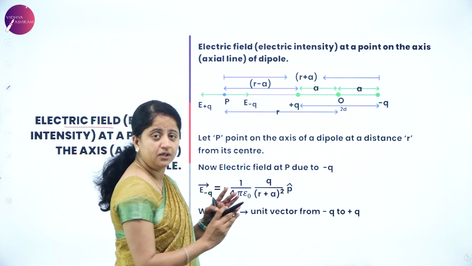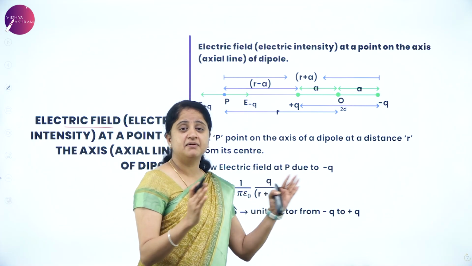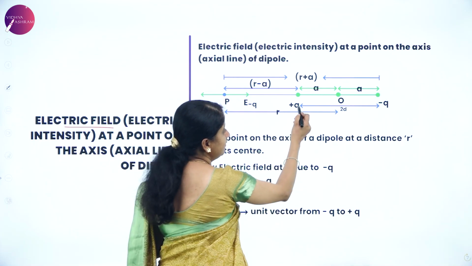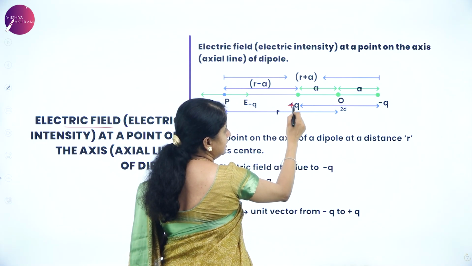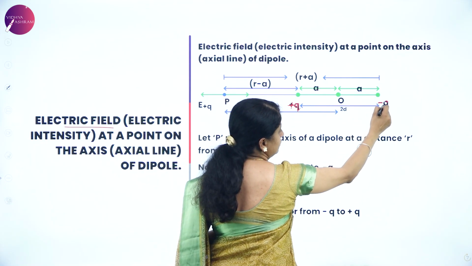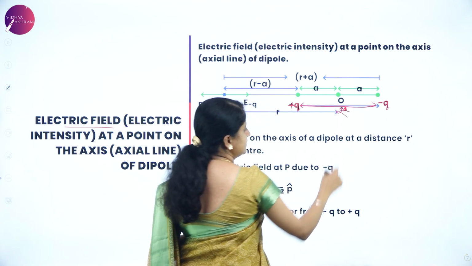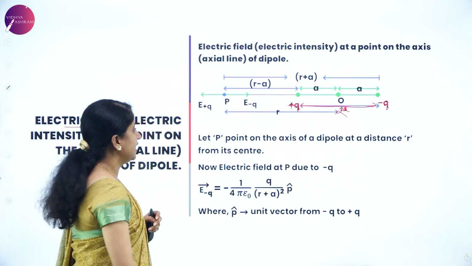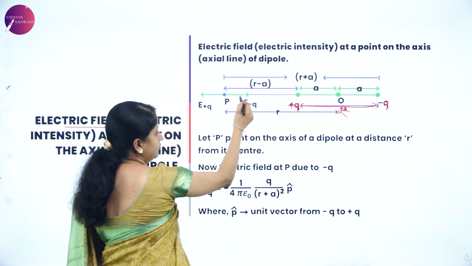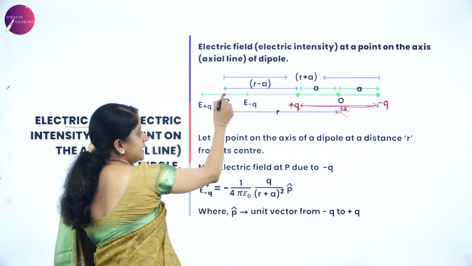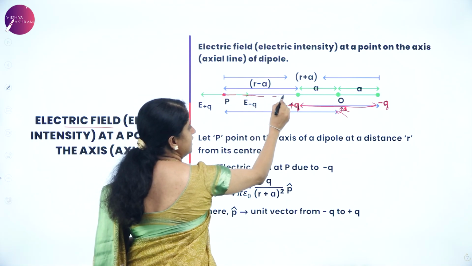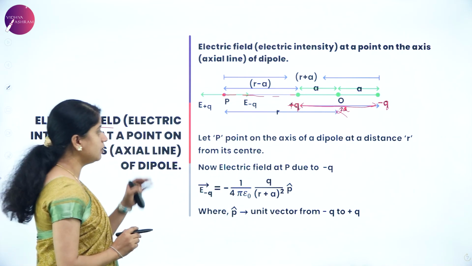So what is a dipole? Equal and opposite charges separated by a distance of 2A. So I have a dipole here, look at this, plus Q and minus Q. These are the two charges separated by a distance of 2A, and that is our dipole. So I have an electric dipole. Let us now find the electric field intensity at this point, which is on the same axis of the dipole. So how to find it?